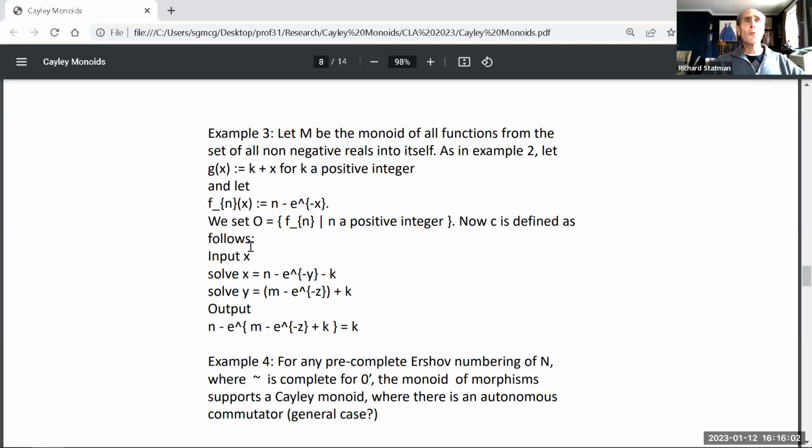Now C is defined as follows. Well, the point is that if C sees a composition of two of these things, it knows what the two are. So it simply solves these equations and then reverses the order.